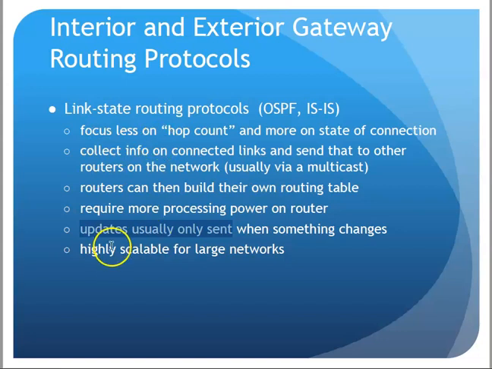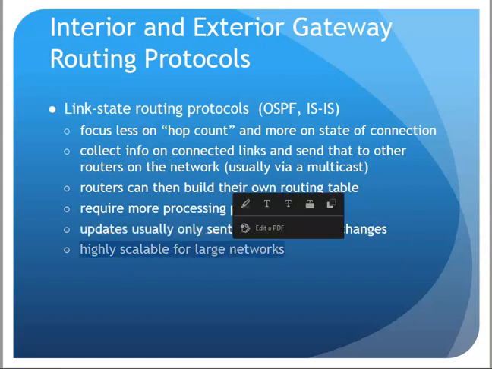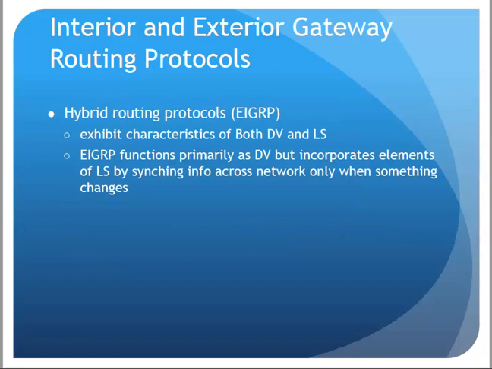Your link states are usually very scalable for large networks. Your distance vectors are not. Hybrid usually tries to take kind of like the best of both worlds. You'll see some pieces of both. EIGRP is the main hybrid that we're going to look at. It kind of functions as a distance vector, but it pulls elements in from your link state, syncing information across the network a little more quickly.